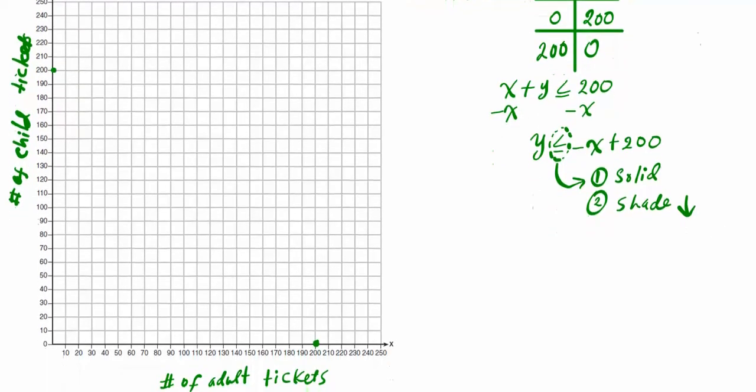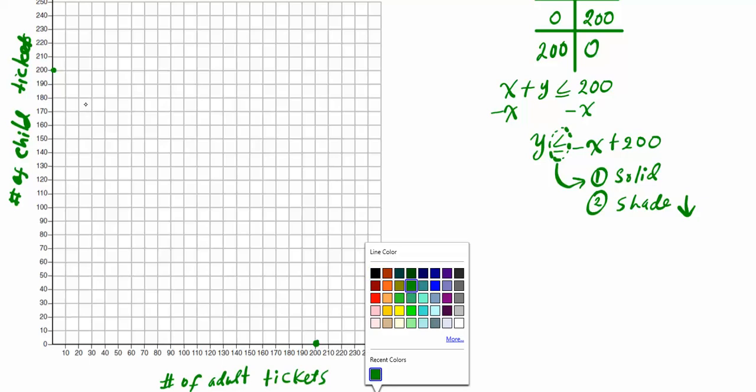All right, so let's apply that here. We're going to draw our line. Let's make it green so it comes out nice. Draw a line.